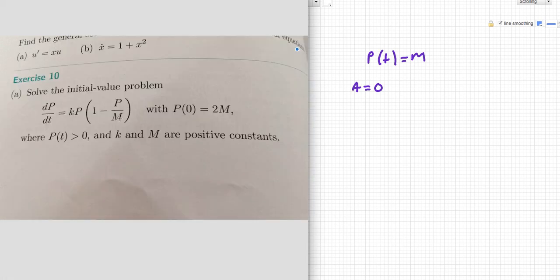Because if p was equal to m, I've got m divided by m here, and that makes 1, so 1 minus 1 is nothing, and so we just get nothing on the right hand side. And if p is equal to m, its derivative with respect to time is 0, so we'd have 0 on the left hand side, 0 on the right hand side, so that is a possible solution.